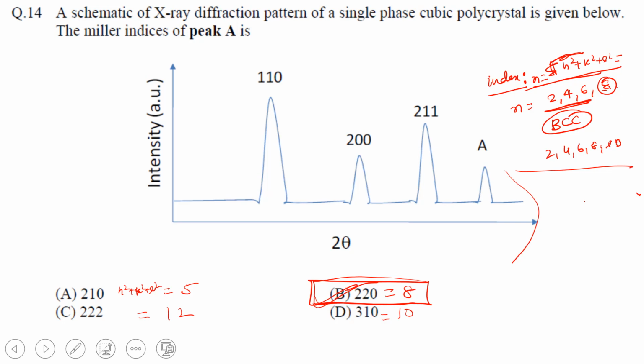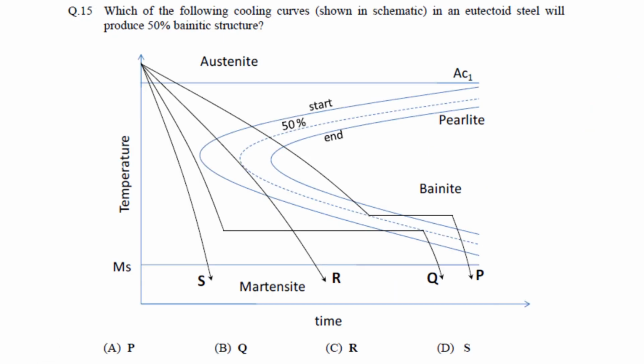Okay. Now let us move to the next question. Which of the following cooling curves shown in schematic for an eutectoid steel will produce 50% bainitic structure? So guys, you can see here, this is the TTT diagram, and in this TTT diagram we will have to see at which cooling path we are going to get 50% bainite. We know this is the nose, and below the nose we are going to get bainite, right?